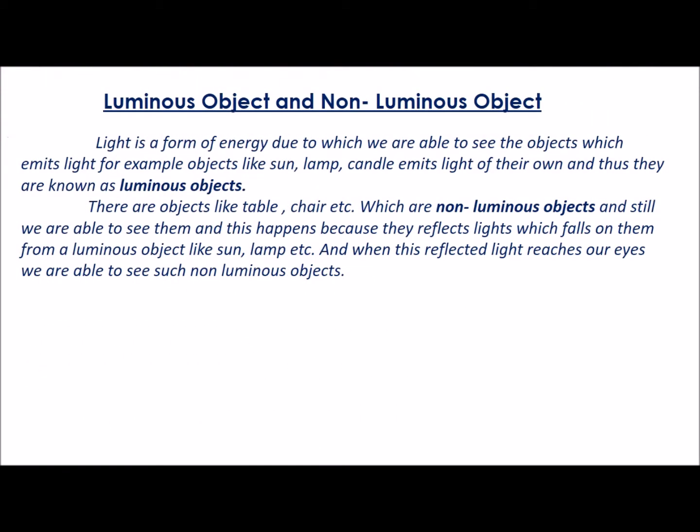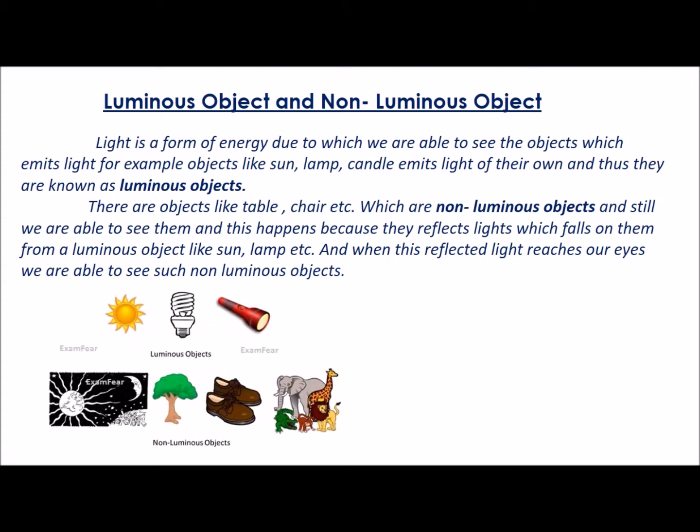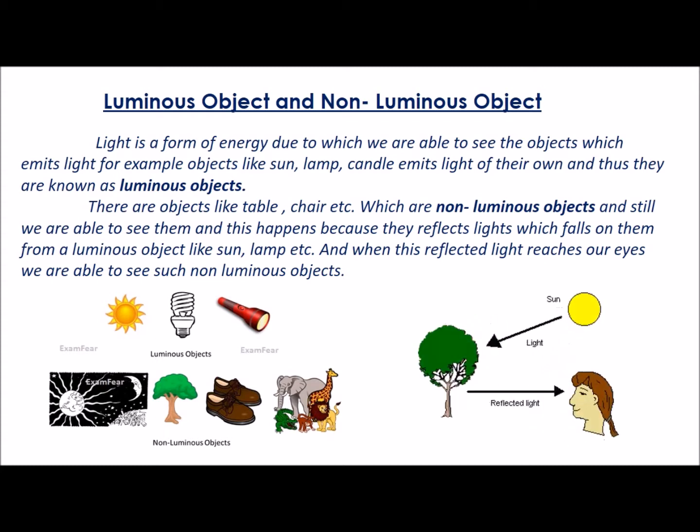Luminous object and non-luminous object. Light is a form of energy due to which we are able to see the objects which emit light. For example, objects like the sun, lamp, candle emit light of their own, and thus they are known as luminous objects. There are objects like table, chair, etc. which are non-luminous objects, and still we are able to see them. This happens because they reflect light which falls on them from a luminous object like the sun, lamp, etc., and when this reflected light reaches our eyes, we are able to see such non-luminous objects.